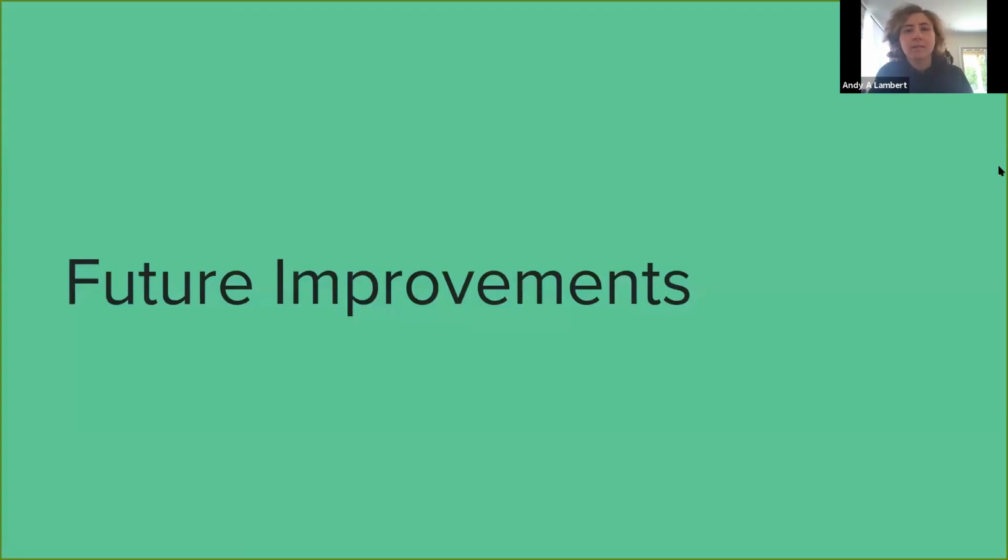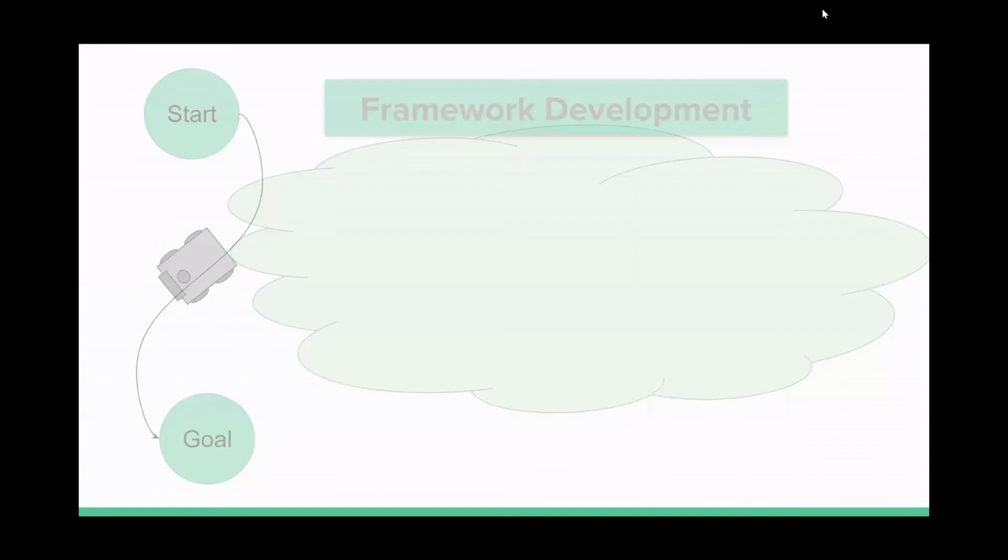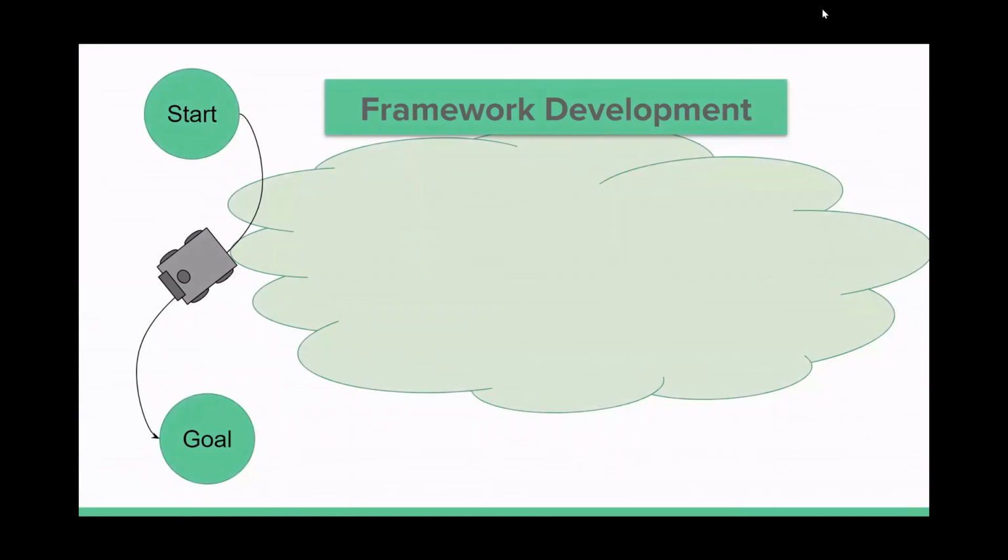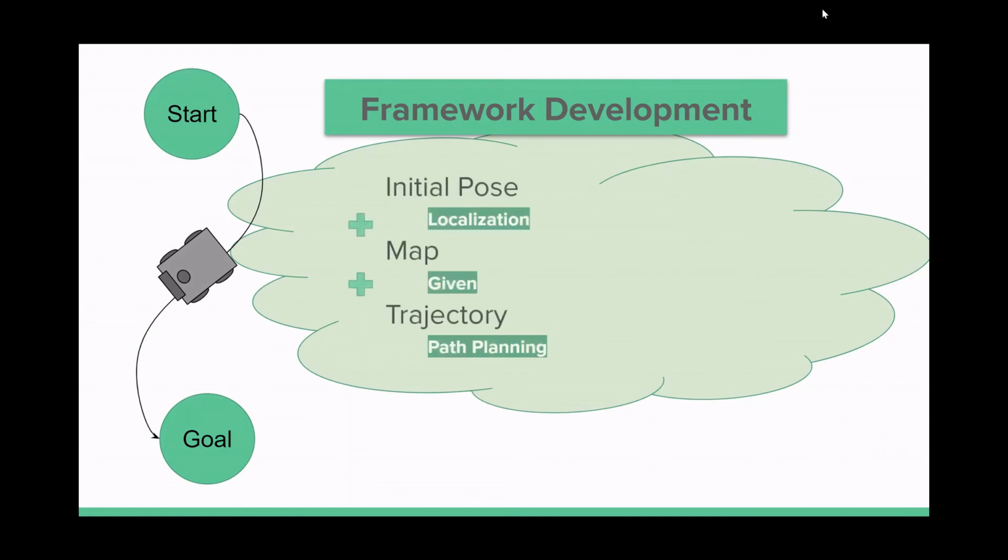So now I'll hand it off to Nadia to talk about future improvements of the race car. Thanks, Andy. To ensure the robustness of our final project, we started by developing a framework for our algorithms. So far, we have implemented localization as provided by the staff to allow the robot to know its location on a given map. But to also find a trajectory and follow it, Andrea described our path planning approach.